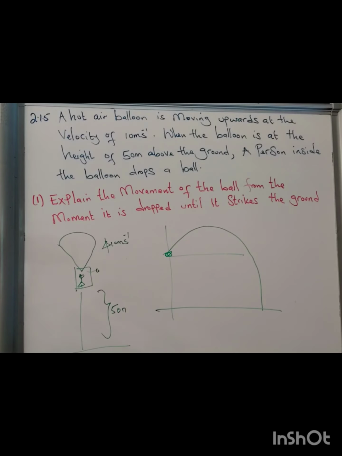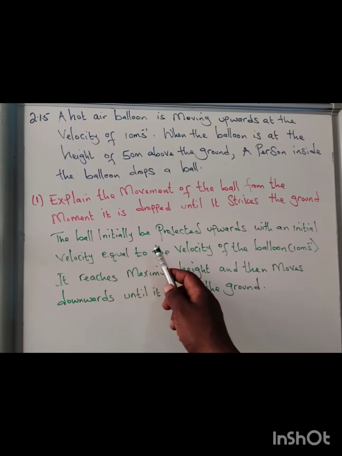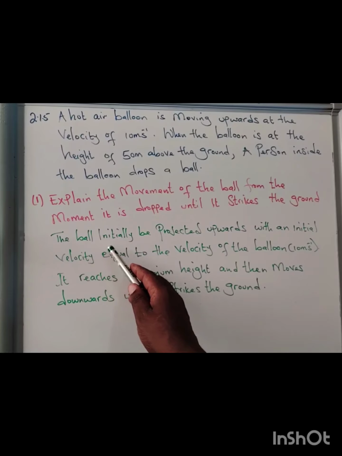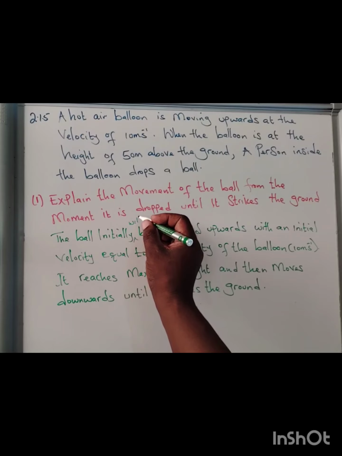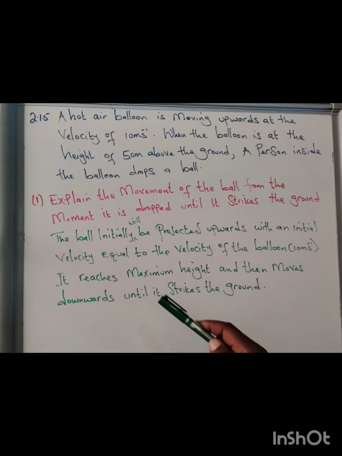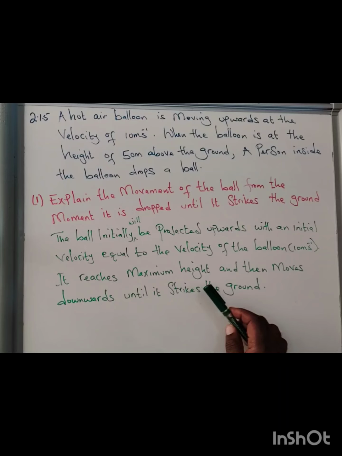And let us put it down. The ball initially will be projected upwards with an initial velocity equal to the velocity of the balloon, which is 10 meters per second. It reaches maximum height, then moves downwards until it strikes the ground. That's what happens to the ball.